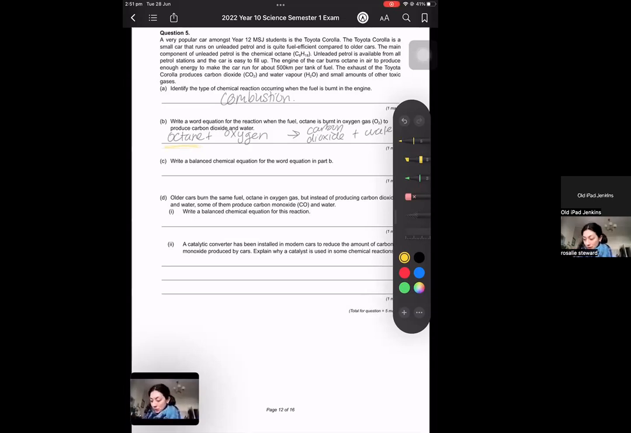Carbon dioxide is produced, obviously. And then the last thing is water vapor. So it can be water or water vapor. Whether water is in gas, liquid, or solid form, it's still water. So you don't need to write water vapor unless you really want to. Okay, so let's go through and write the balanced equation. I'm just going to set it up here.